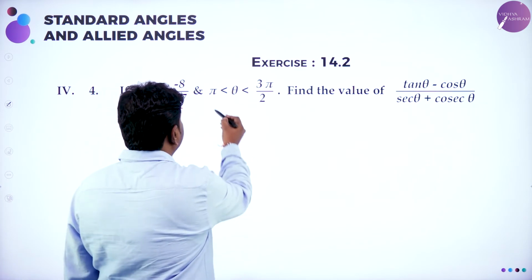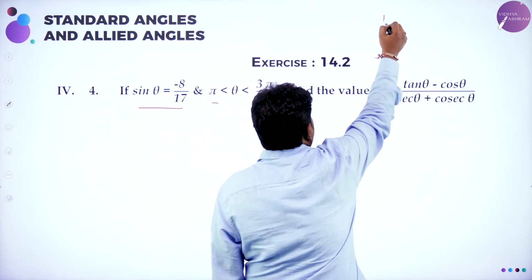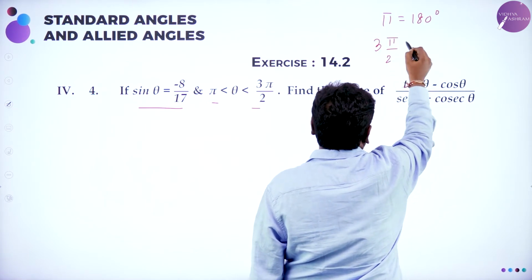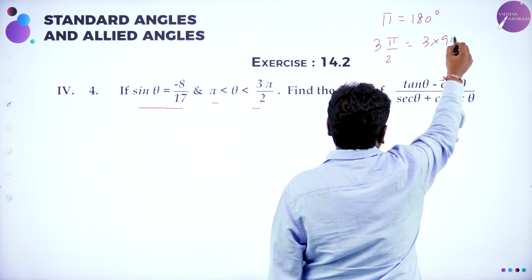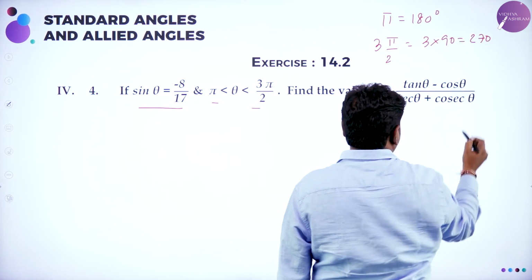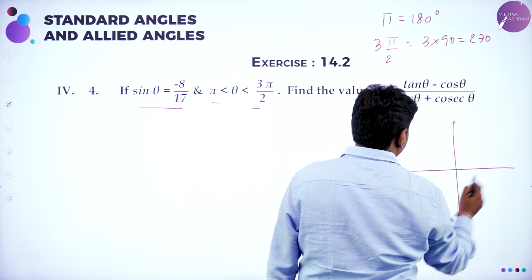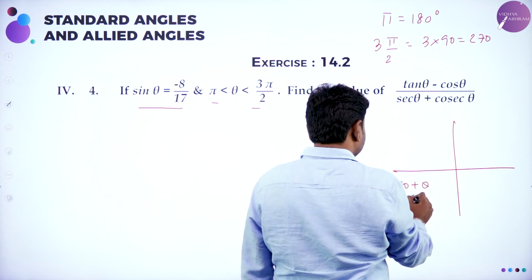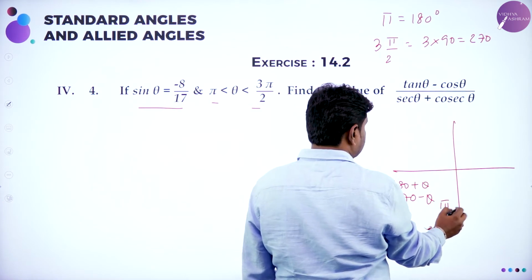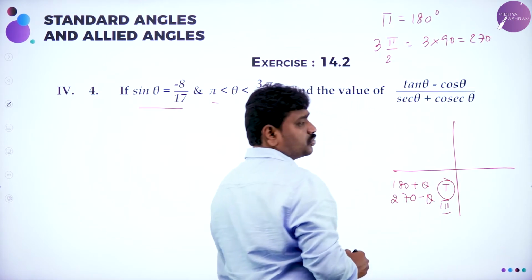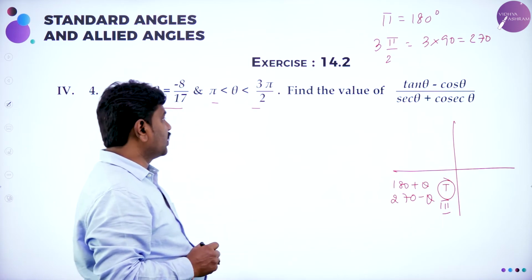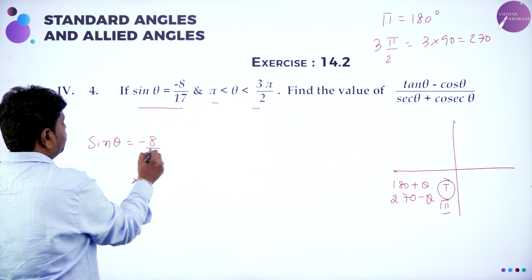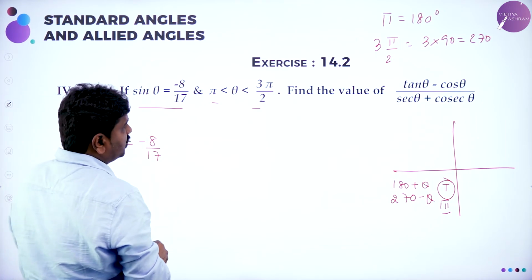Then sin theta is negative, minus 8 by 17. Theta lies between pi and 3 pi by 2. Dear students, all of you know pi means 180 degrees. 3 pi by 2 means 3 times 90, that is 270. Means theta is more than 180 and less than 270. So it lies in the third quadrant. In the third quadrant, tan and cot are positive, remaining all are negative. That's why they gave the sign negative. What sign did they give? Minus 8 by 17. And they want cos theta and tan theta.